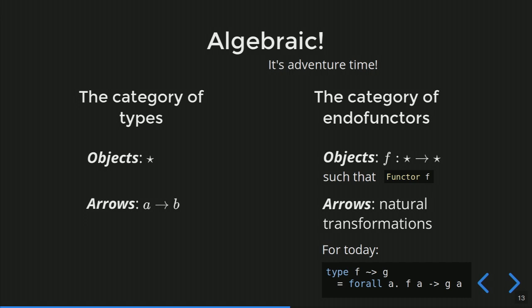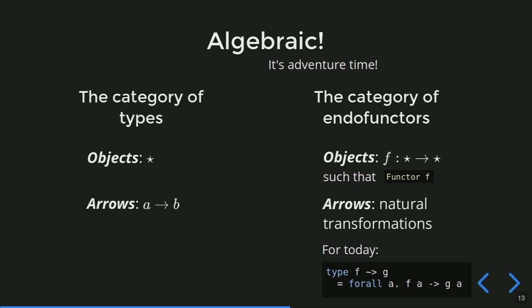So I answered that question with the power of algebra, and specifically of category theory. You've heard of the category of endofunctors before, because you've all heard the sentence that a monad is a monoid in the category of endofunctors. Yeah, and I'm going to do slightly worse.